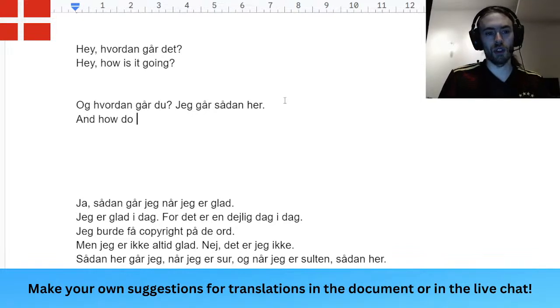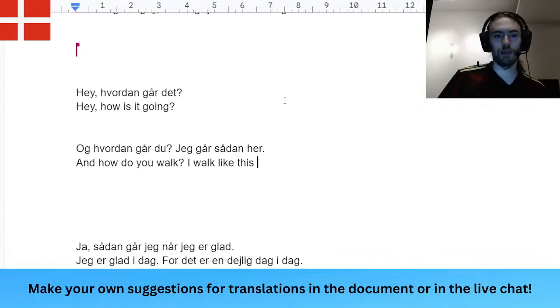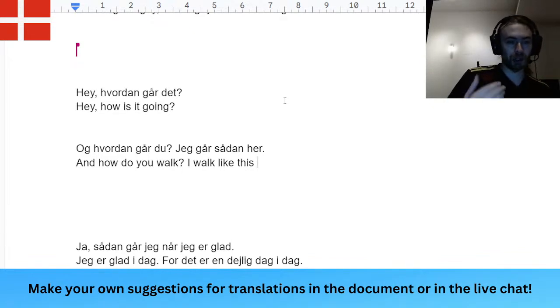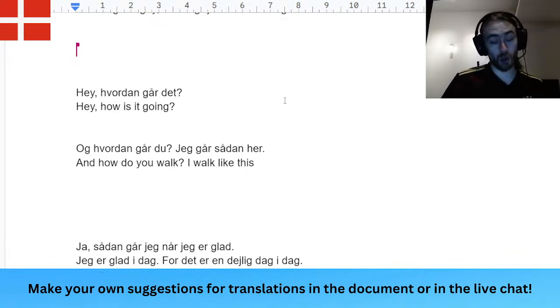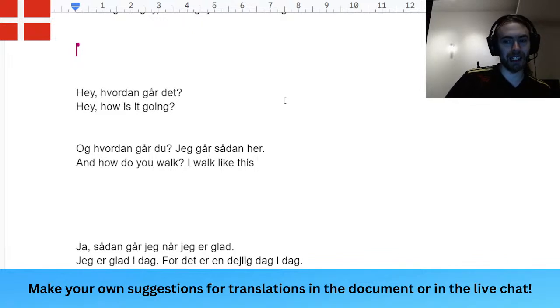And how do you walk? Now this is where it gets a little bit tricky with the translation, because hvordan går det is of course how is it going? Like how are you? But går is of course also walk. Right? And if I say hvordan går du og jeg går, then it's like I am walking or you are walking or something like that.